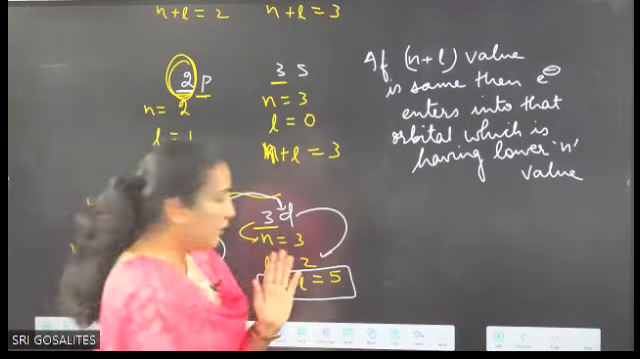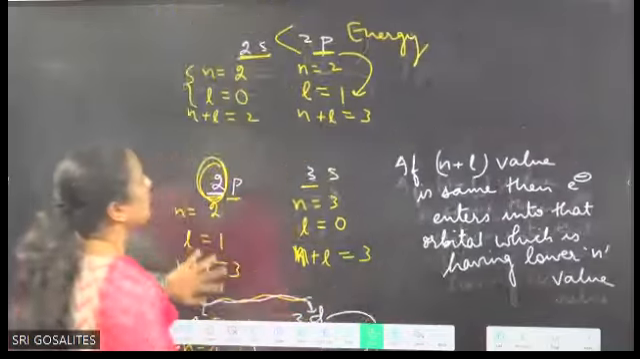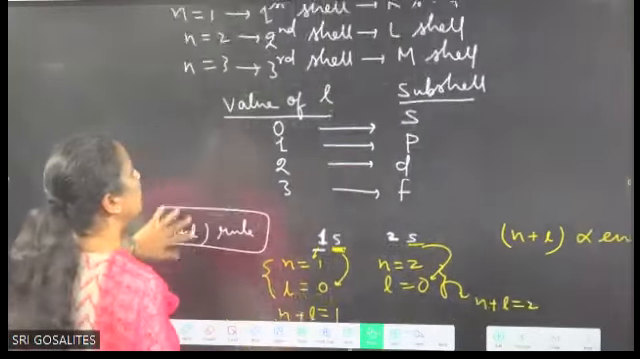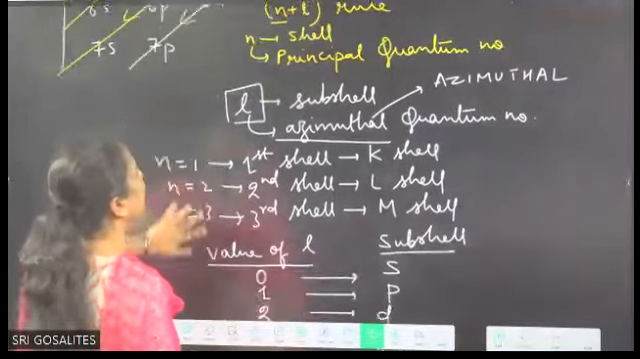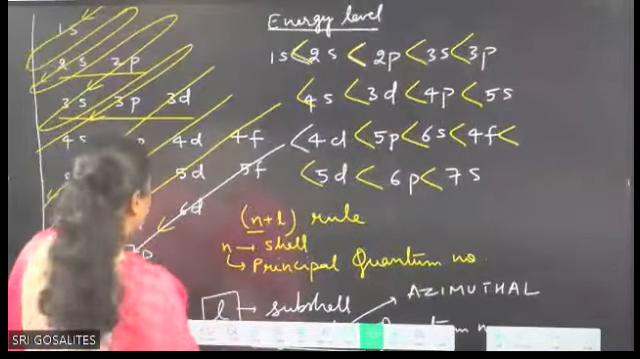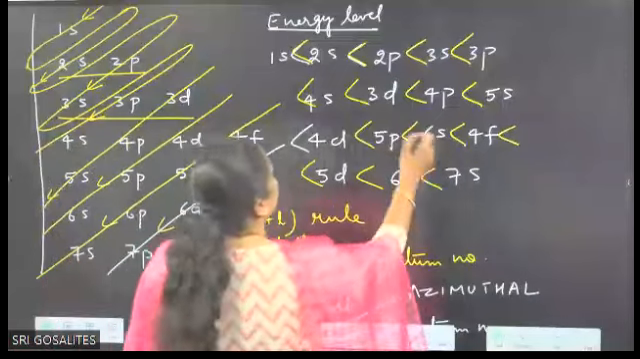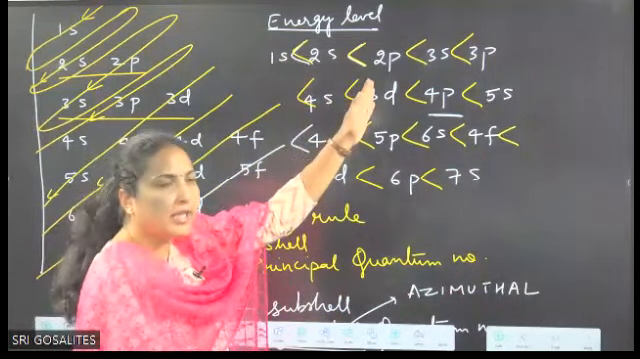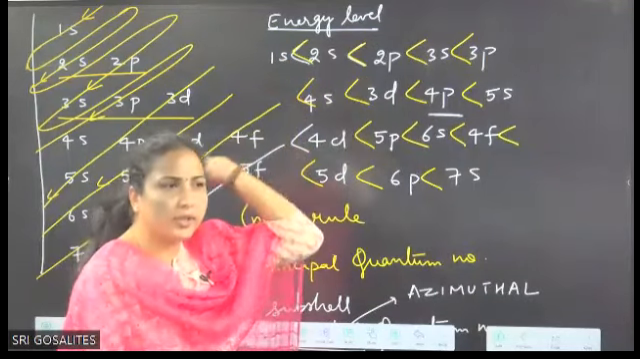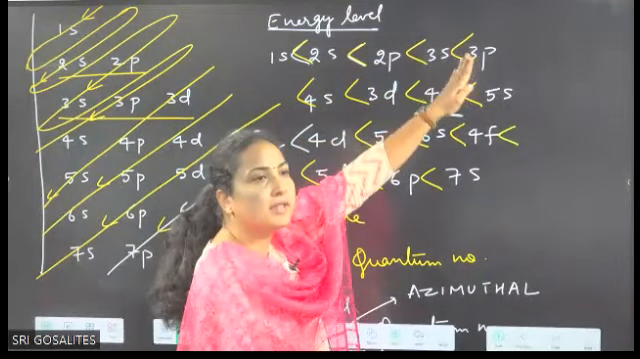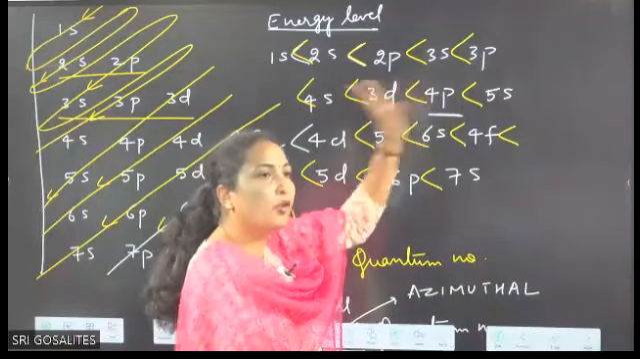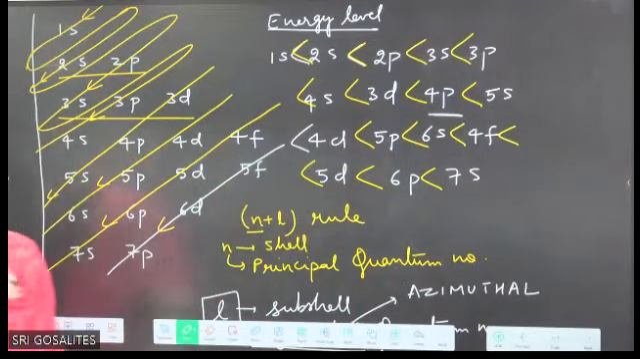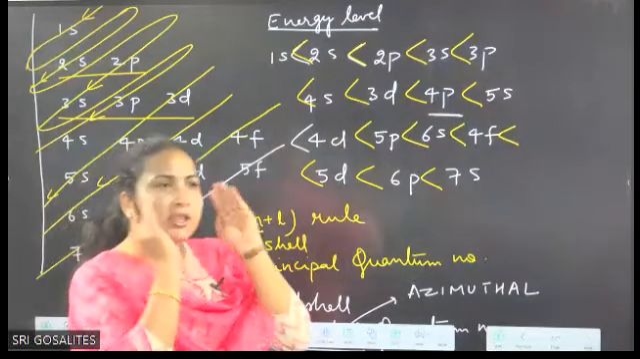Is it clear? So all you need to remember is this particular order. And in fact, I would tell you, just remember up to a certain point, not much. Don't overburden yourself. At least remember up to 3D, 4P. What you are having is 1s, 2s, 2p. Then after that 2D is not there, 2D does not exist. Then you are having 3s, 3p, 4s, 3D, 4p. At least remember this. Are you getting it? You just remember up to 4p.